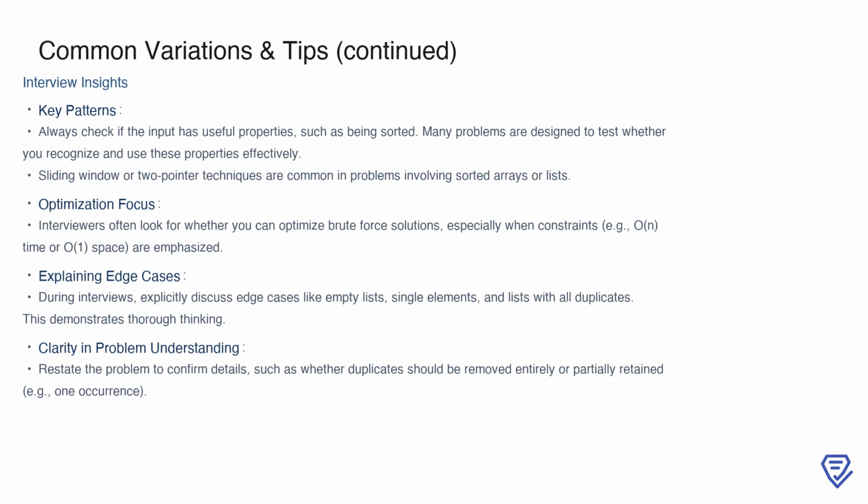Another important aspect is explicitly discussing edge cases. For example, mention how your solution handles empty lists, single elements, or lists with all duplicates. This demonstrates a thorough and thoughtful approach. Finally, restating the problem to confirm details like whether duplicates should be removed entirely or partially retained can help ensure that your solution aligns with the requirements.